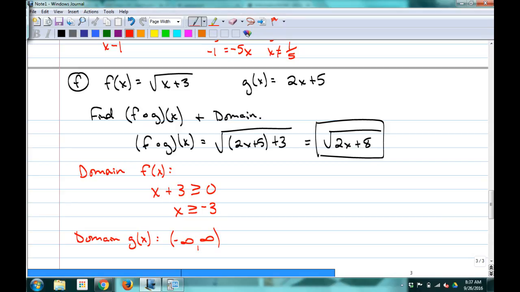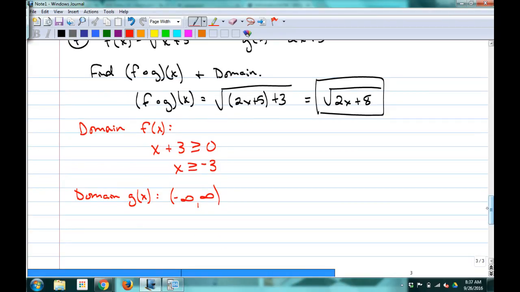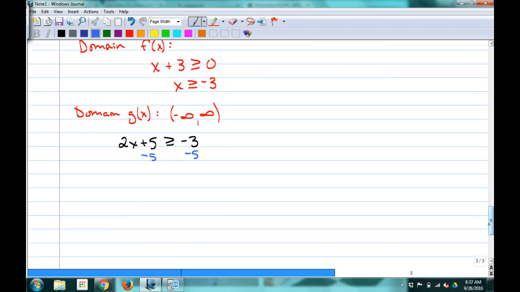But there is a restriction on what we're plugging into. So we need to know when the g of x function is greater than or equal to -3. So we set 2x plus 5 greater than or equal to -3, and solve it. x is greater than or equal to -4. This is our function composition domain.